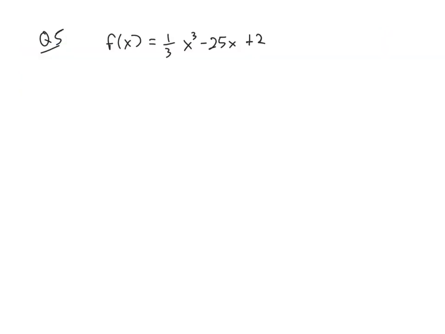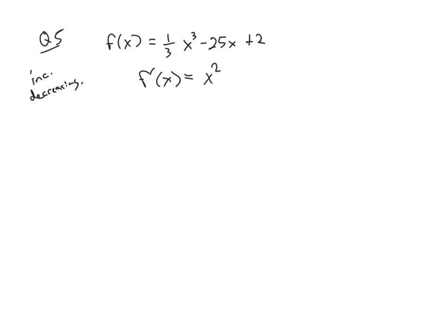Someone else had a question on question 5 from homework 3.1. Again, they were looking to find the intervals where this function is increasing and decreasing. Once again, we know we're going to need the derivative of this function. When we take the derivative, you're going to multiply the 3 by 1/3, so those will actually cancel.